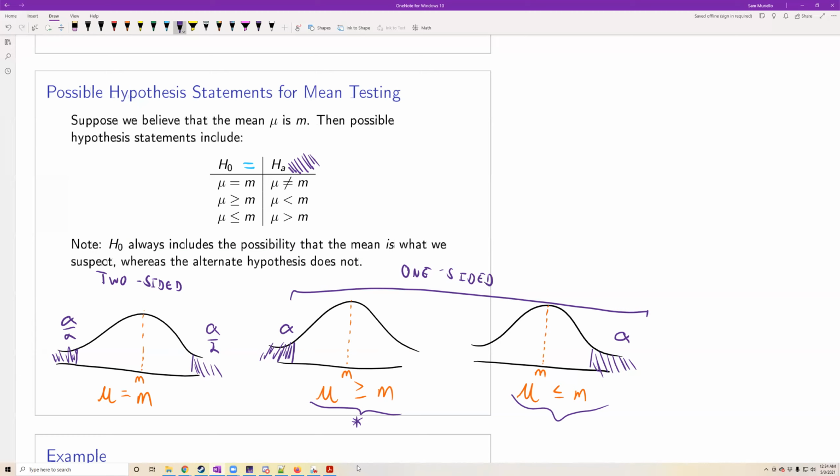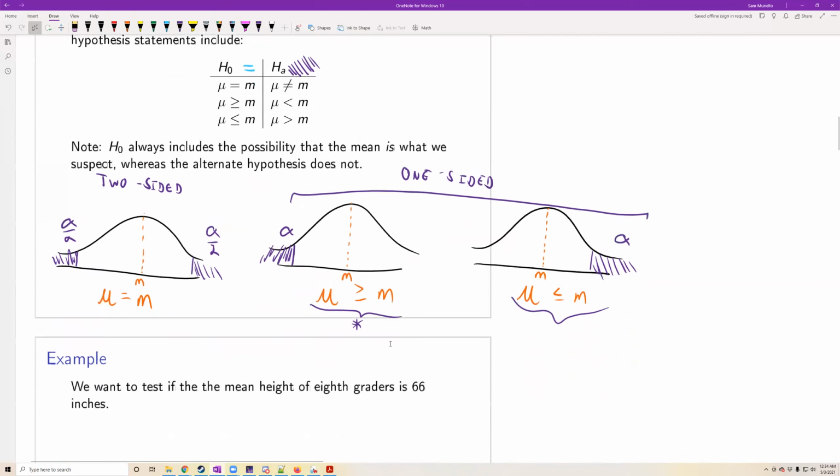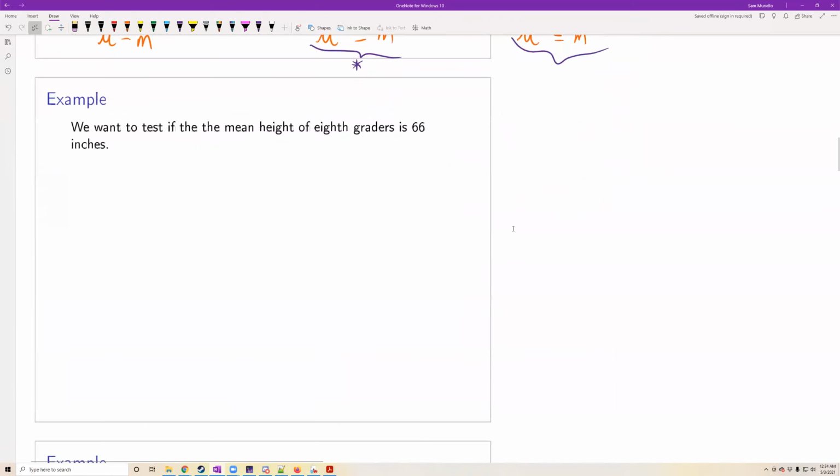Now, let's do a couple of examples with determining what the null and alternate hypotheses are and sketching diagrams. So suppose that we want to test if the mean height of 8th graders is 66 inches. The null and alternate hypotheses. Here it just says is 66 inches. So that sounds like our null hypothesis, that the mean equals 66. The alternate would be that the mean does not equal 66. Again, remember, whichever one contains an equal sign, that's our null, and whichever one doesn't contain an equal sign, that's our alternate.